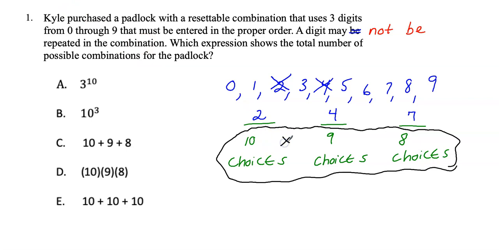So it'd be 10 times 9 times 8. This would be my expression in this situation right here. And that would match up with D. Because this means 10 times 9 times 8. And so does this, 10 times 9 times 8. These are just written differently. This is just written with parentheses. So there you go. Keep that straight when you're taking the real HiSET test.